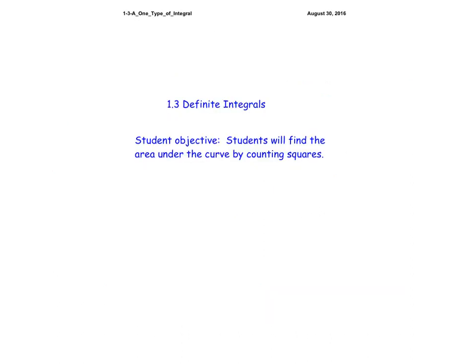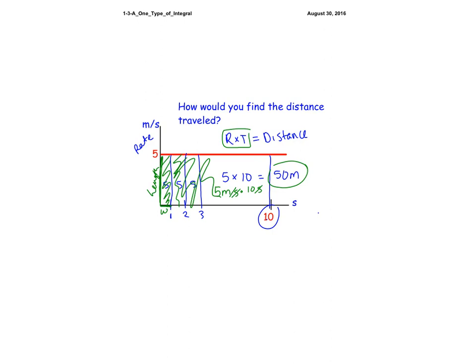Here's the objective. Students will find the area under a curve by counting squares. Wow. So for the first lesson of integrals, you'll see that finding the area underneath is actually another means to finding the distance traveled when you have a velocity versus time graph. So if you were to take the integral, and when I say integral, it's interchangeable in this case with area, of a velocity versus time graph, you actually end up finding the distance traveled. I will talk about it more later.